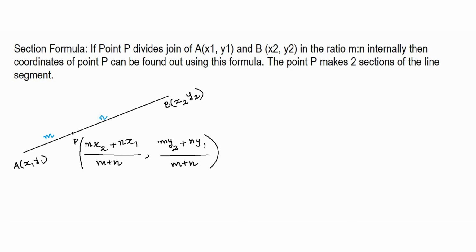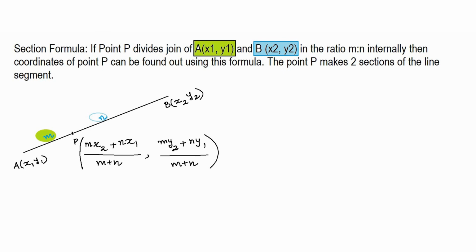Please note that here we have P divides the join of A and B. So A is the first point that is specified, and that is why we denote m between A and P. That is a very important thing that you should remember in section formula. And B is the second point that was mentioned. That is why the denominator of the ratio, that is n, is always applied to the distance between P and B, right? So this is a very important idea in section formula. So this is how you can remember the section formula.